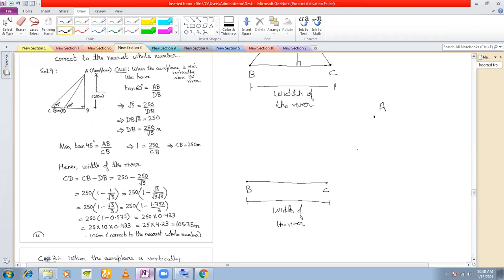It is not over the river. So now what happens? The observer is now observing this bank B. So this is his line of sight. And here also he is observing. So this becomes his line of sight. Since the angle of depression is given, we'll draw the horizontal. And this is the height of the aeroplane, the perpendicular distance from the ground.